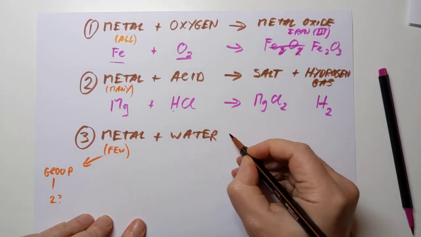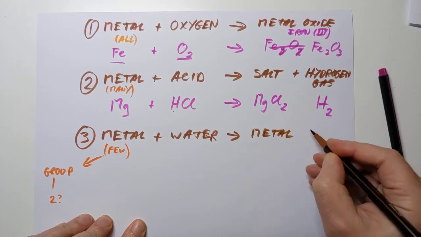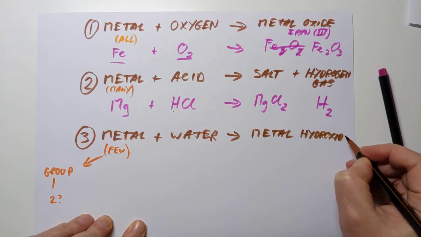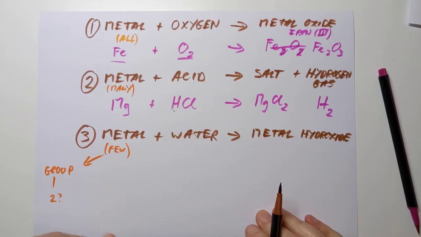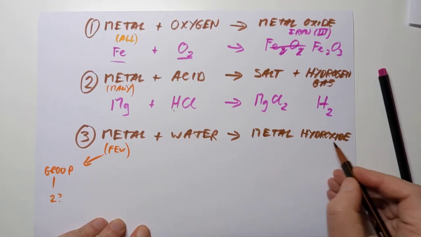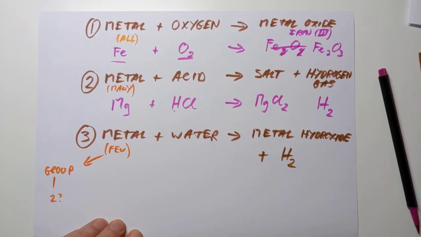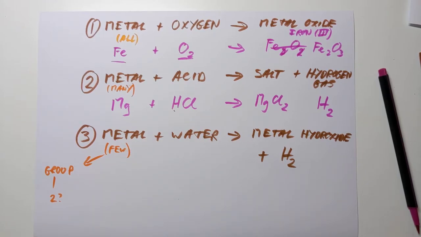And what do we make in this case? Well, we make something called a metal hydroxide. And as you may or may not know, metal hydroxides are alkali. That's why group 1 are called the alkali metals, because they literally turn the water alkali, and also hydrogen gas, and a bucket load of energy in the process. These are genuinely scary because they sometimes go bang, and you never quite know why or when.